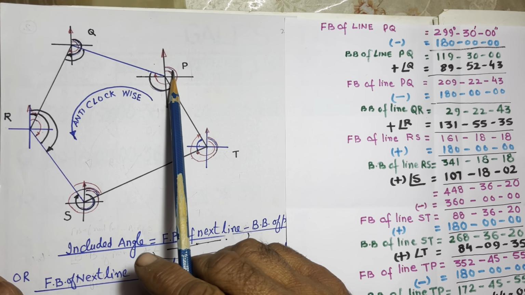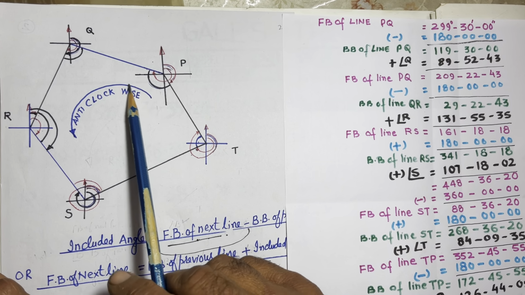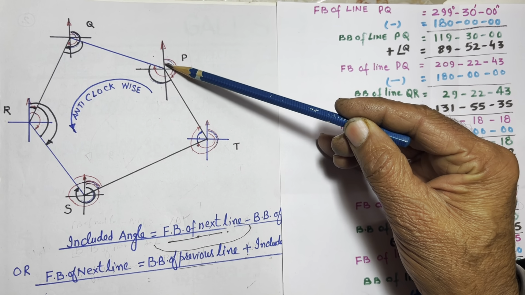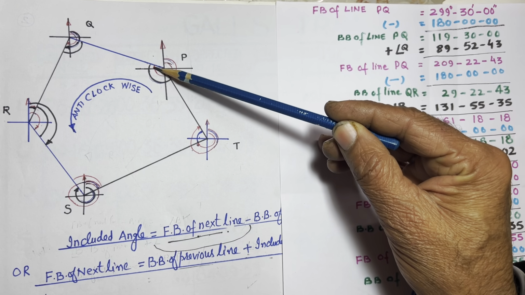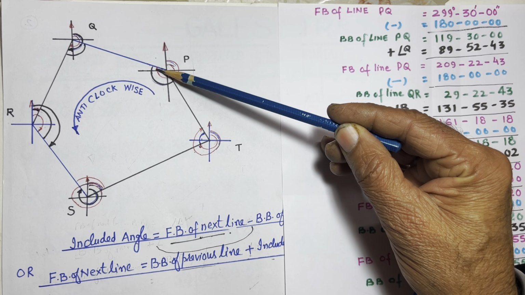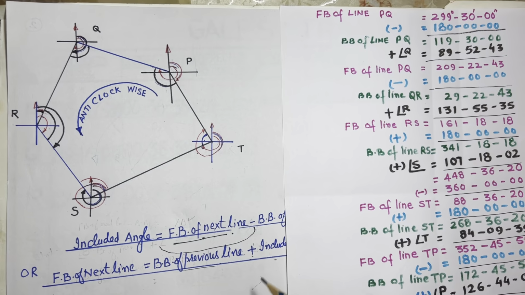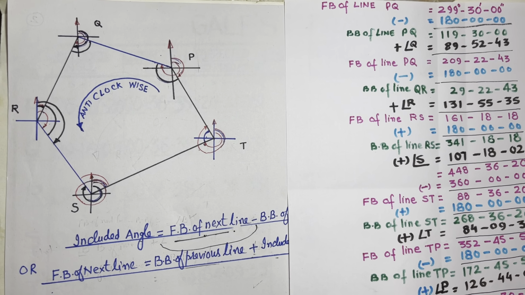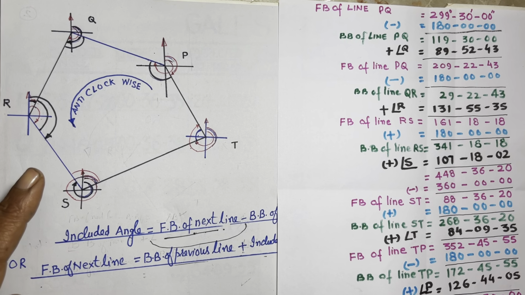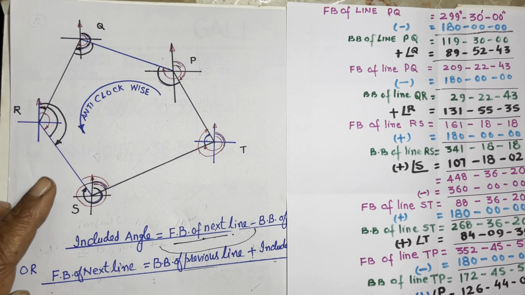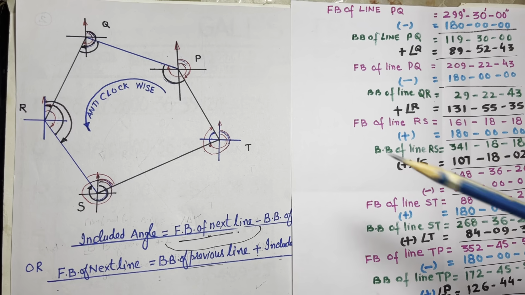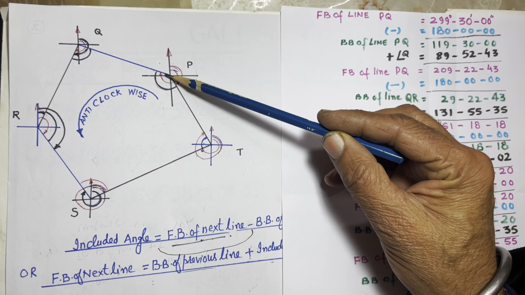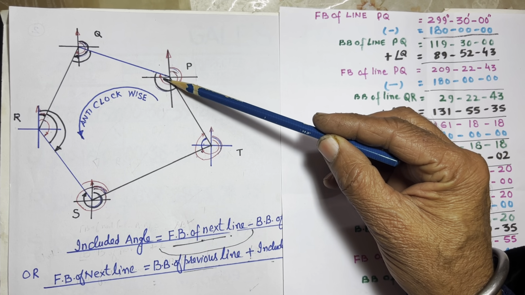Here you can see we have the forebearing of this line. This traverse is treated anti-clockwise. So this angle from here to here is the forebearing of line PQ. It is a very easy way to calculate the bearing of lines if you draw the line diagram of the traverse. So this is the line diagram. First of all, you draw the north line and make this angle of 299 degrees, 30 minutes. So this is the forebearing.